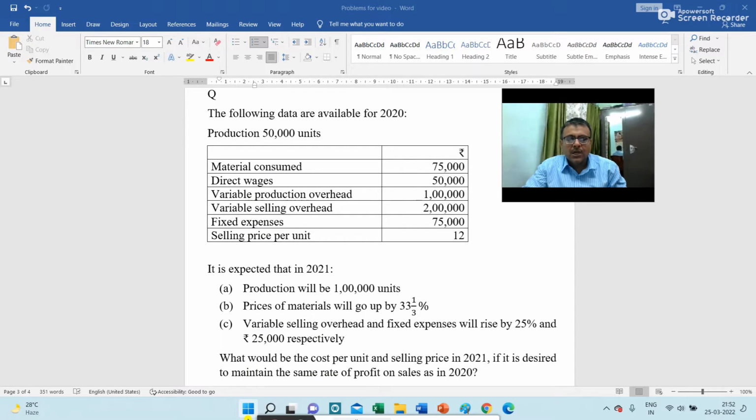Prices of material will go up by 33 1/3%. Variable selling overhead and fixed expenses will rise by 25% and rupees 25,000 respectively. What would be the cost per unit and selling price in 2021 if it is desired to maintain the same rate of profit on sales as in 2020?